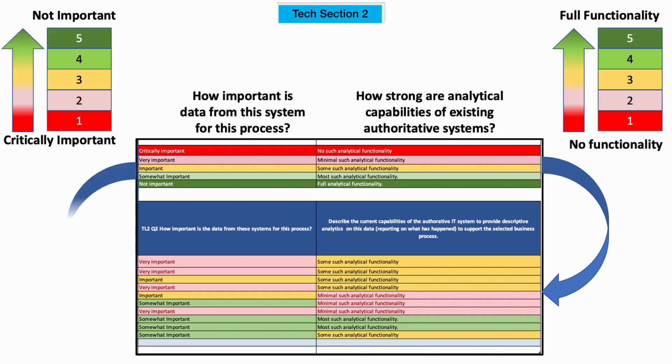The question on the left side is related to impact or importance, not to capability. Therefore, the scale is about the impact. If the impact is critical, the level is 1 and the color is red. If it is not important, the level is 5 and the color is green. This helps us identify areas of concern.